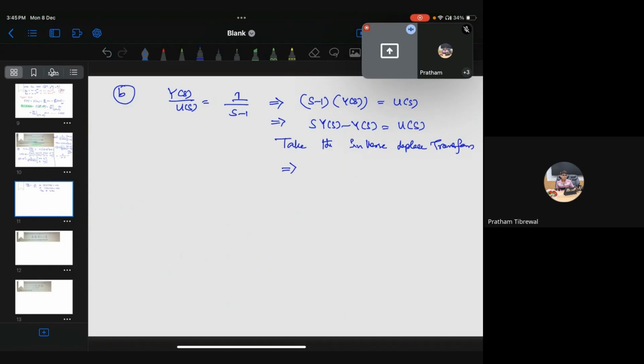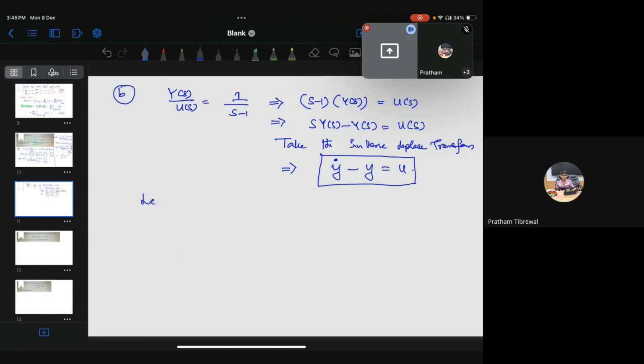Okay, so what do we get here? This you get as y dot, second term is y, third term is u. Okay, is this clear? Any doubt? Any doubt here? Okay, so this is your equation now after applying the inverse Laplace transform.